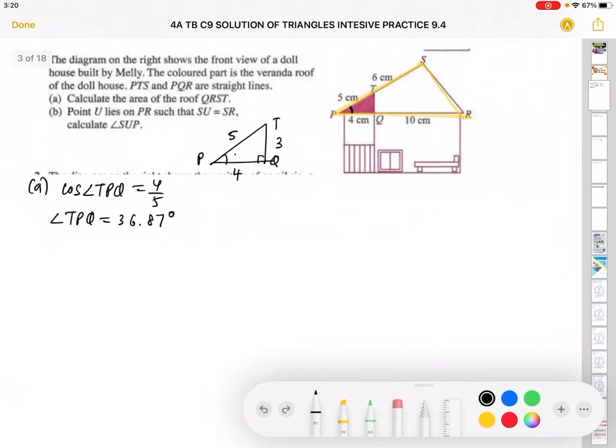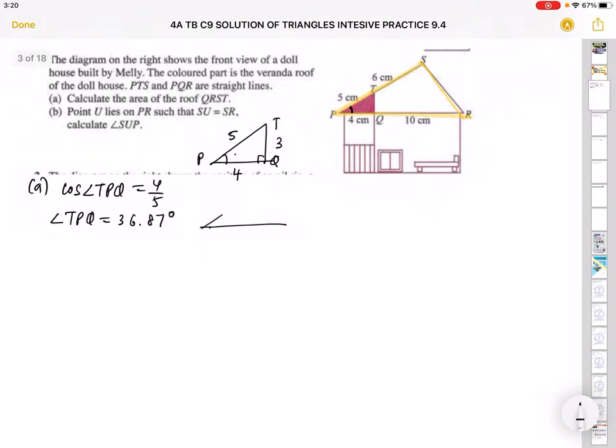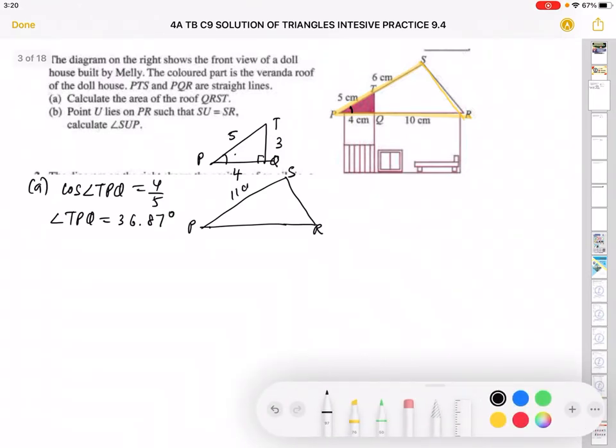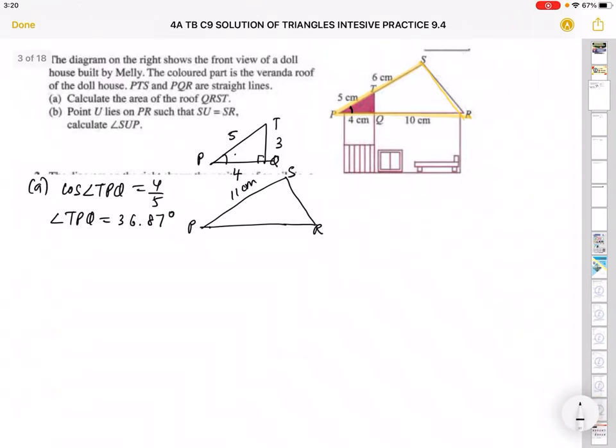So we need to find the area of the big triangle. The whole thing looks like this. This is PRS, and if I take 5 plus 6, I will get 11 cm, and 4 plus 10, I got 14 cm, and we know this angle is the same, 36.87, so we can use half AB sine C to find this area.